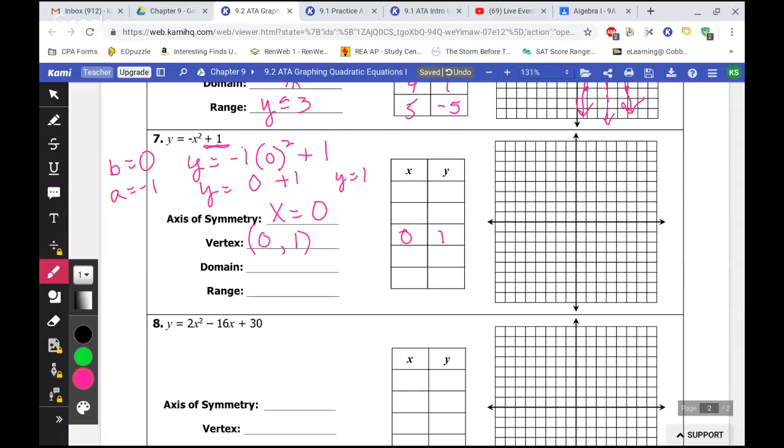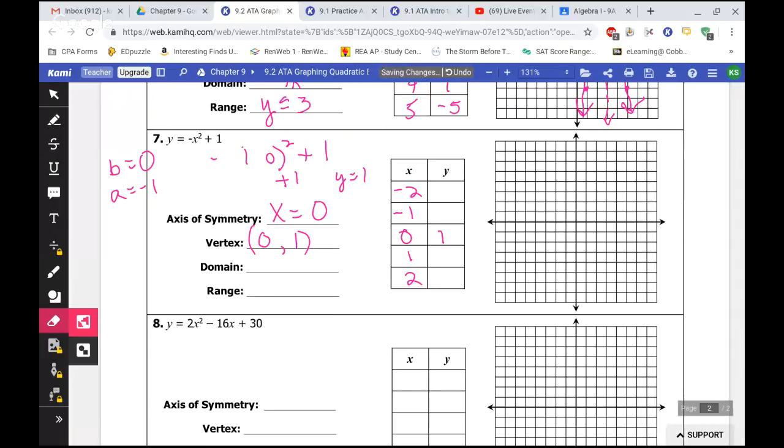All right, help me out in filling this table out. What's 1 less than 0? -1. Good job. What's 1 less than -1? -2. Good job. What's 1 more than 0? 1. Good job. What's 1 more than 1? 2. Good job. So now our x's are filled out. And Kennedy, which one's going to be easier to work with, -1 and -2 or 1 and 2? 1 and 2. Amen, sister. I'm right there with you.